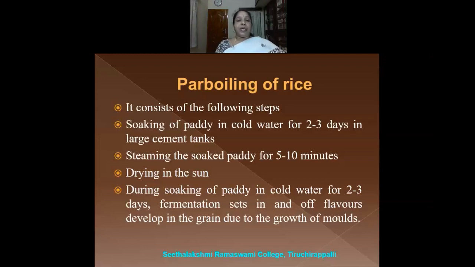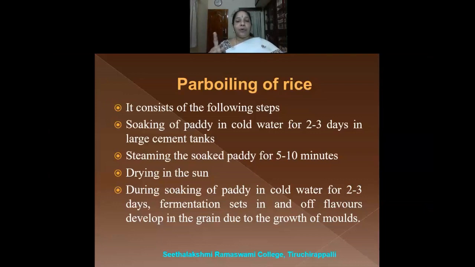And this is usually done by soaking it in cement tanks, large cement tanks. And then steaming the paddy for 5 to 10 minutes. Then they are taken in large vessels and they are steamed for 5 to 10 minutes.